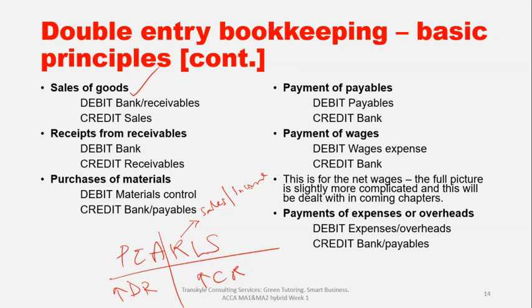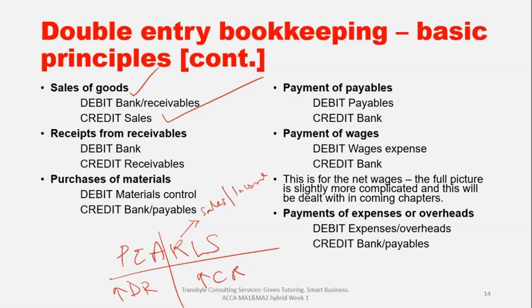Revenue. That's sales. We are receiving money after selling goods. So when we sell goods, we usually receive money. So there's some income. They will be receiving income. So we credit sales and debit bank. The money is coming into the bank.